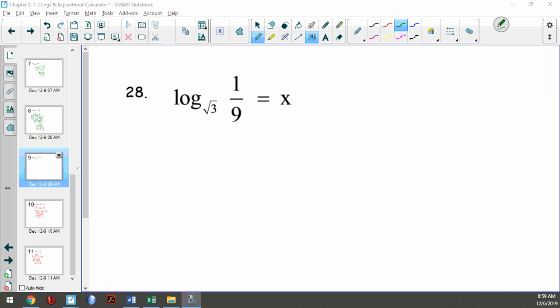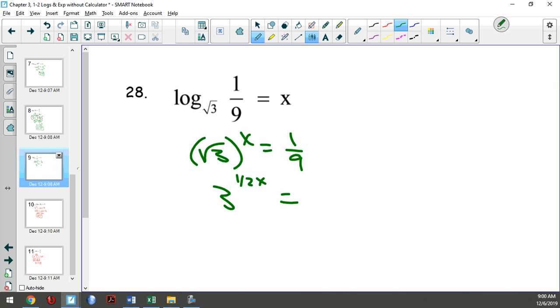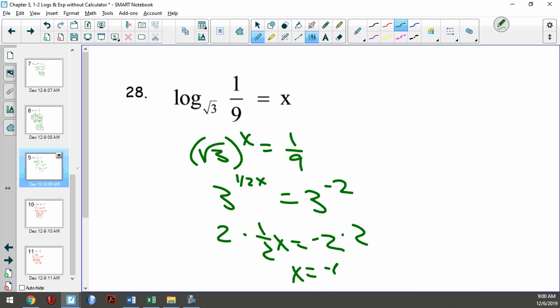Okay, so I'm going to have the square root of 3 raised to the x is equal to 1/9. Do I like the way the square root of 3 looks? So what is that going to be? 3 to the 1/2 x is equal to? 3 to the negative 2, because 1/9, 9 is 3 squared, and that's in the bottom, so to move it to the top, it's going to be 3 to the negative 2. So 1/2 x is equal to negative 2. So multiply both sides by 2, and x is equal to negative 4. Make sense? Yes?